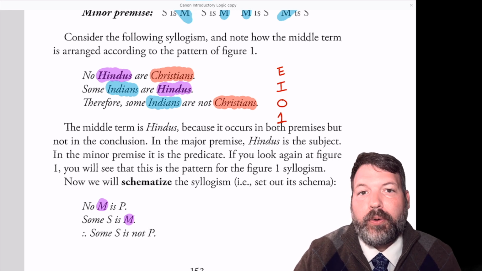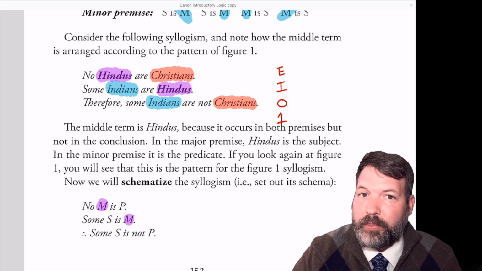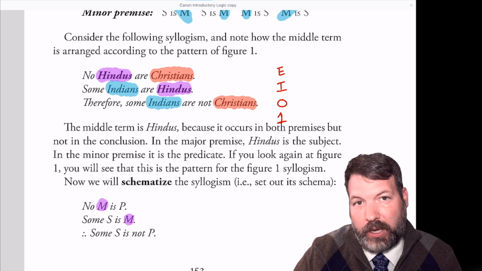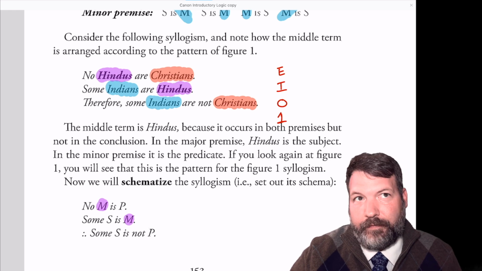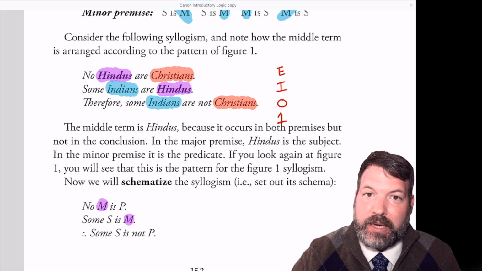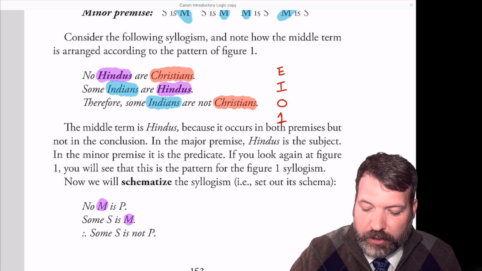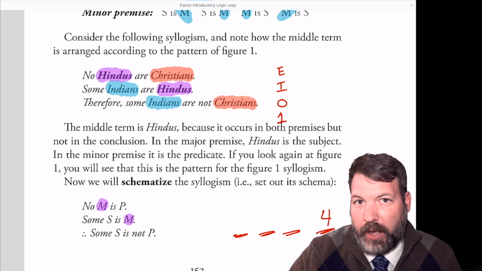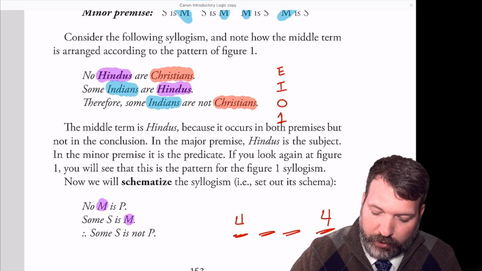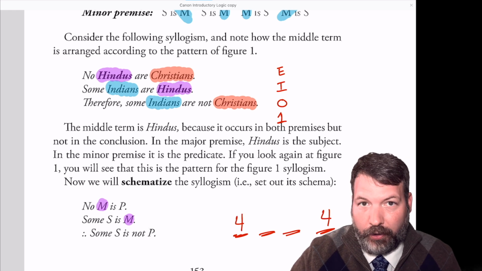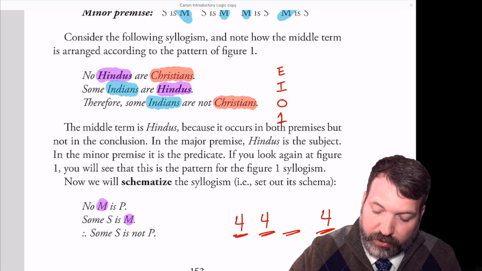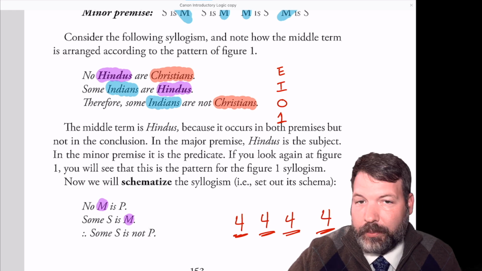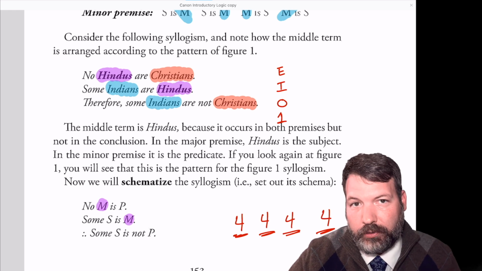That would be EIO2. Or maybe the middle term appeared as the subject in both premises. That is, it came first both times. That would be EIO3. Or maybe it went second and then first. That would be EIO4. So it turns out that there are 4 different figures that are possible. And of course, you should also recognize there are 4 different statements that are possible, A, E, I, and O, for the major premise. 4 different statements that are possible, A, E, I, and O, for the minor premise. 4 different statements that are possible, A, E, I, and O, for the conclusion.